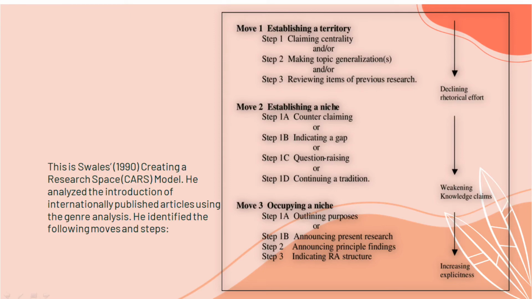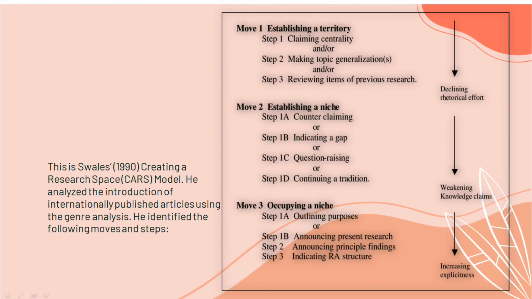Next is move 2, which is establishing a niche. Under this, he identified one step, which is counterclaiming or indicating a gap or question raising or continuing a tradition. Lastly is move 3, which is occupying a niche. Under this, he identified three steps. Step 1 is outlining purpose or announcing present research. Step 2 is announcing principal findings. Step 3 is indicating research article structure.